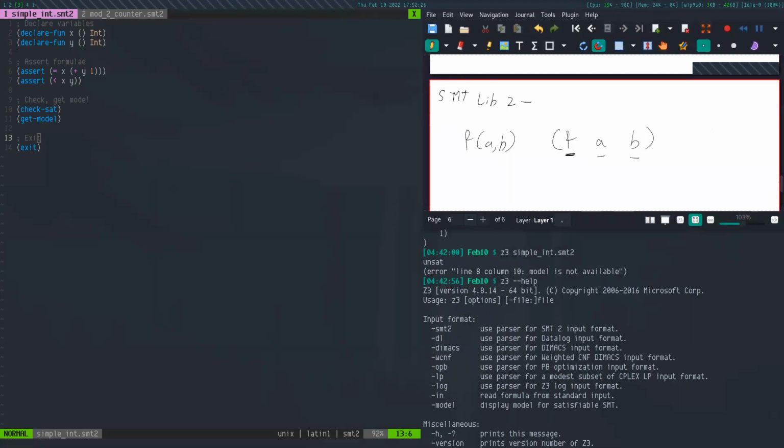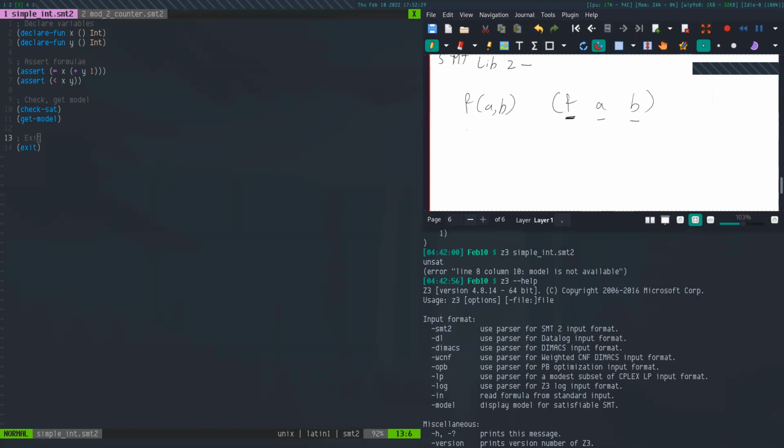And this goes for things like operators as well. So if I want to say something like a plus b times c, I'll have to say it like this: plus a, and then another bracket, and then star b c, right? So some prefix Lisp-like notation over here. Okay.